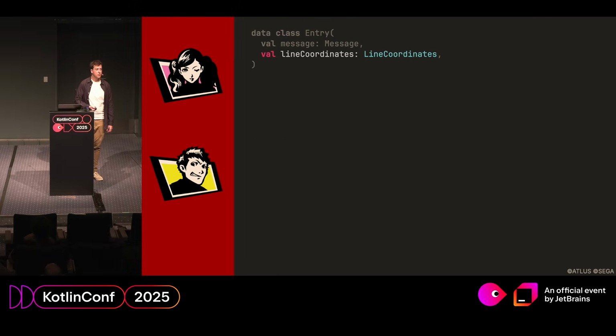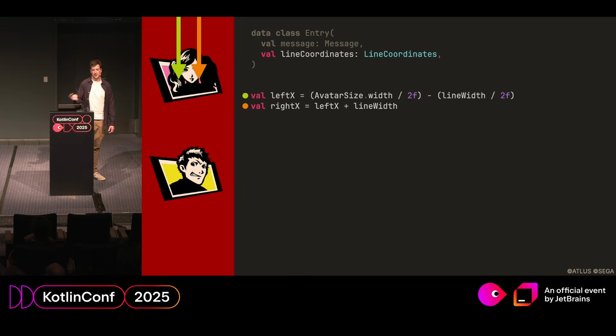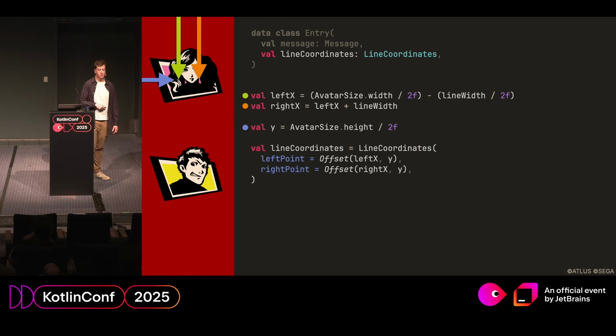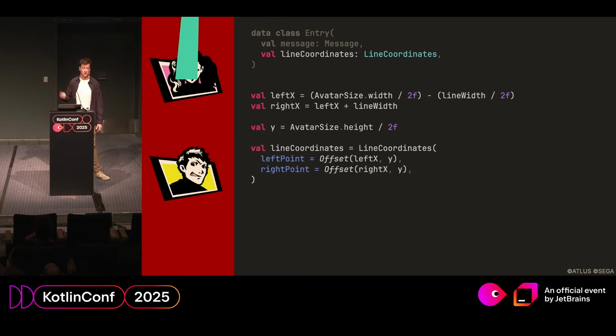How do we calculate the line coordinates for each entry, though? Well, if we're centering to this first item, there's nothing terribly interesting here. We just take half the width of the line, half the width of the avatar, and then to get the other coordinate, we just plus on the width. And then the y coordinate is just halfway up the height of the avatar. We'll store all of this inside of some line coordinates. Great. If we were to draw this from, say, the previous message to this one, it looks something like this.